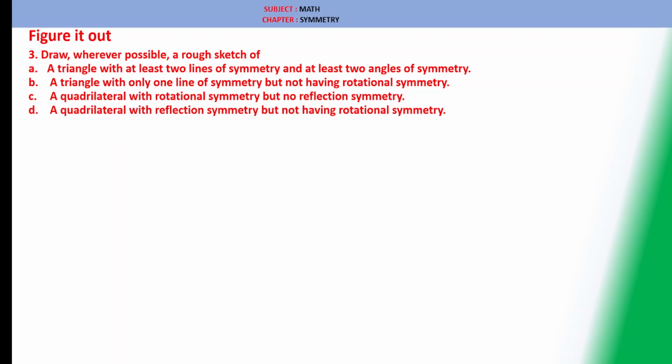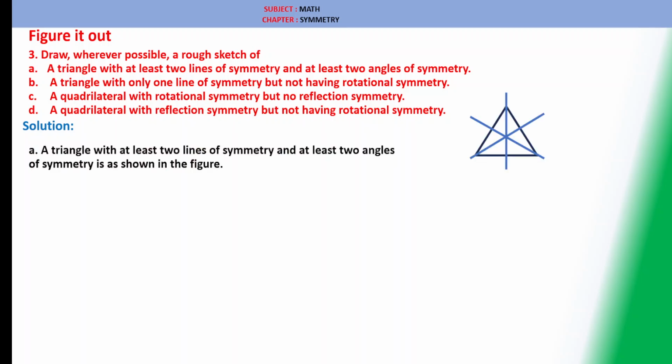C. A quadrilateral with rotational symmetry but no reflection symmetry. D. A quadrilateral with reflection symmetry but not having rotational symmetry. Solution. A triangle with at least 2 lines of symmetry and at least 2 angles of symmetry is as shown in the figure here. This is a triangle here. See, this is 1 line of symmetry. This is the second line of symmetry. This is the third line. So it satisfies the condition of at least 2.